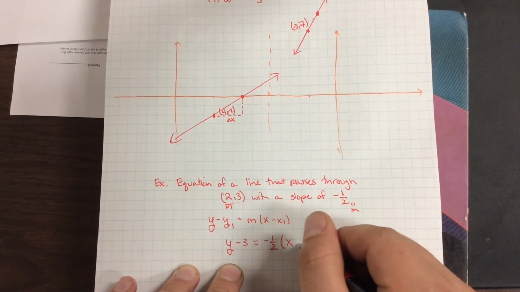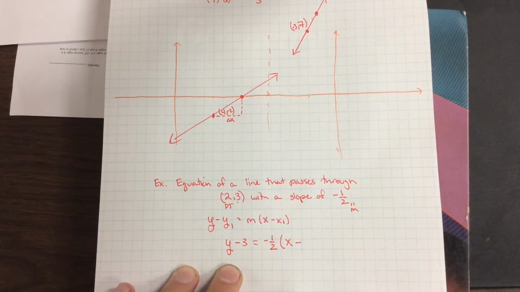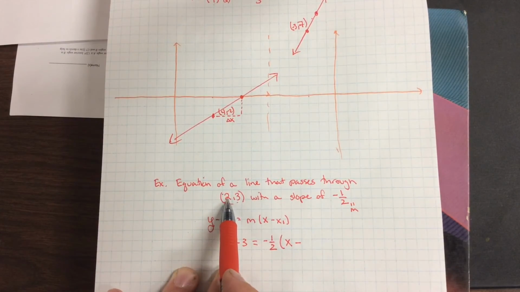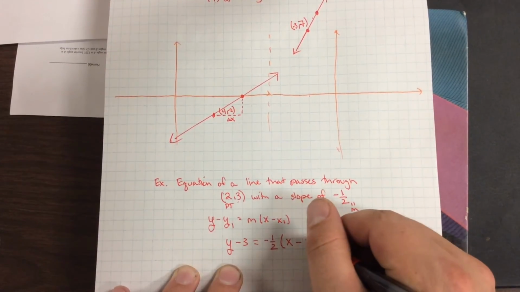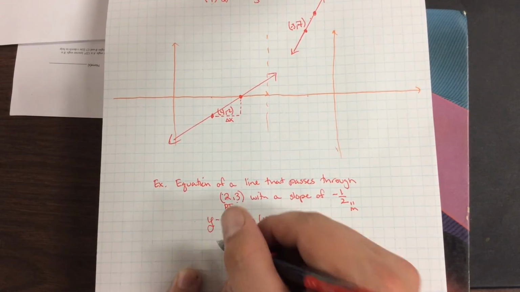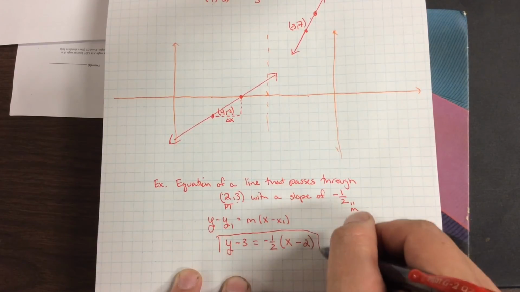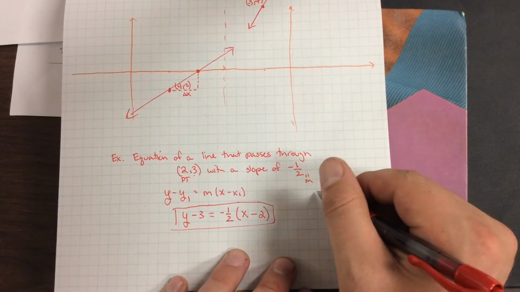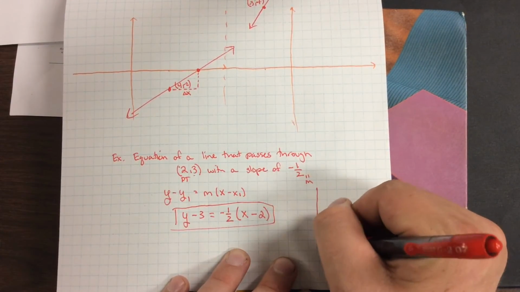times x minus the opposite here. So instead of 2, it's going to be negative 2. That's why we put the minus. And now we have an equation of a line. And of course, you could be asked to graph this. So let's go graph this.